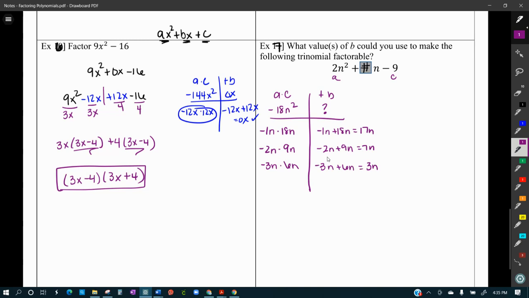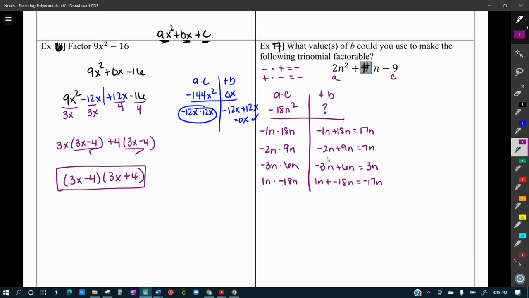But remember, a negative times a positive gives you a negative, but so does a positive times a negative, and you will end up with something different. So instead of negative 1 and positive 18, what if we did positive 1 and negative 18? Well, then if I added these together, positive 1 and negative 18, I would get negative 17n, so something a little bit different.